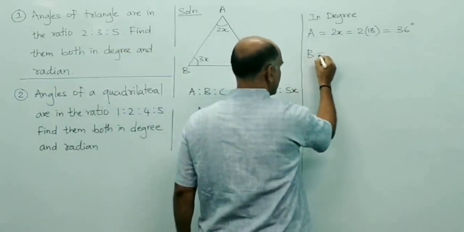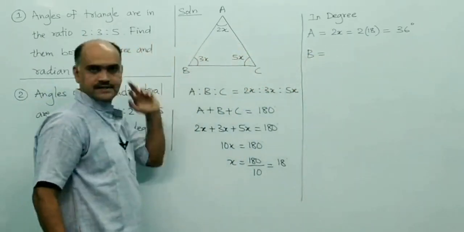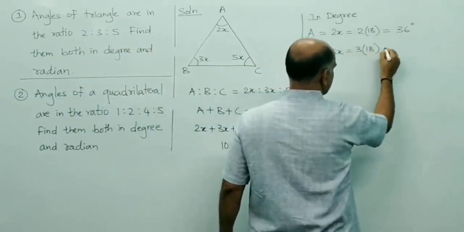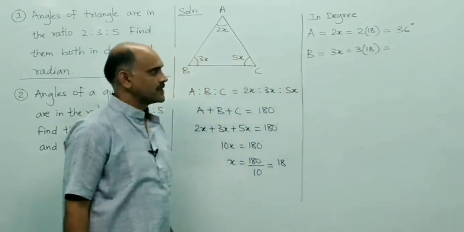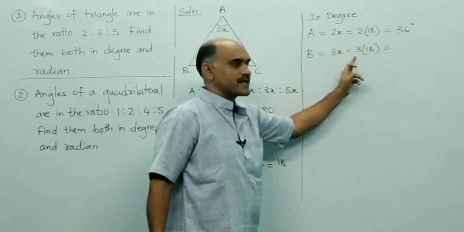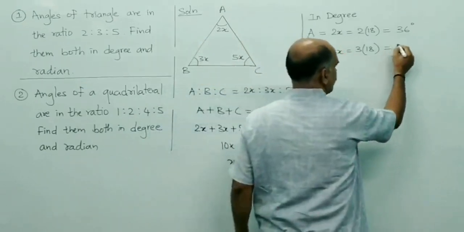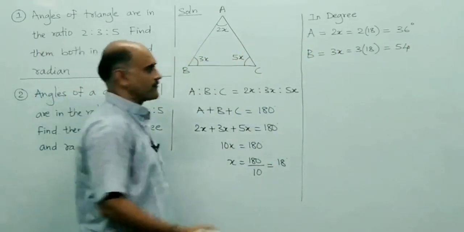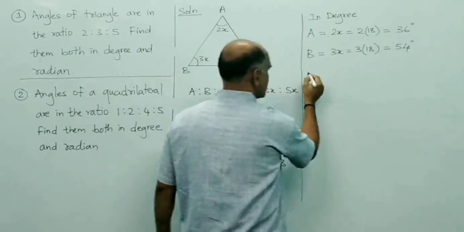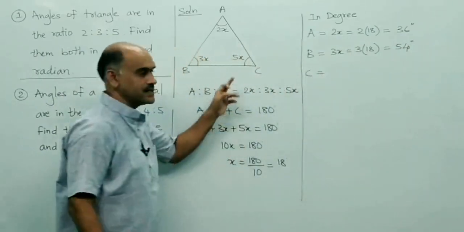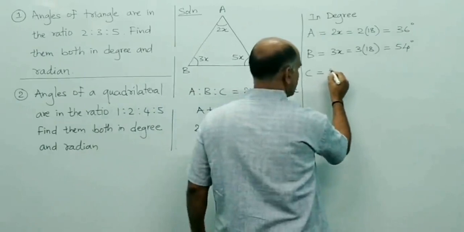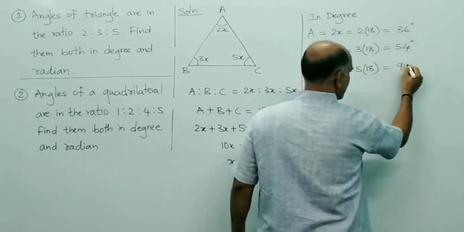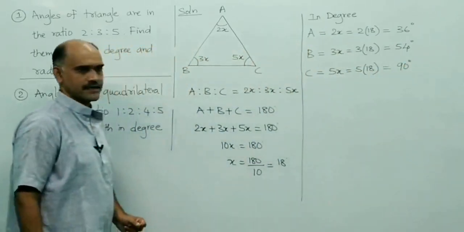Angle B, 3x. So 3 into 18. So multiply these two. If you want, you can use calculator. 18 3s are 54. So you'll have 54 degree. So C, angle C is 5x. So 5x, 5 into 18. So multiply, you will have 18 into 5 is 90 degree.